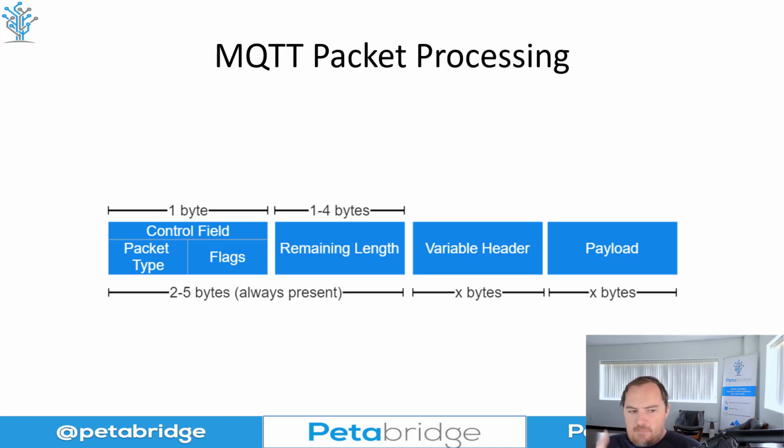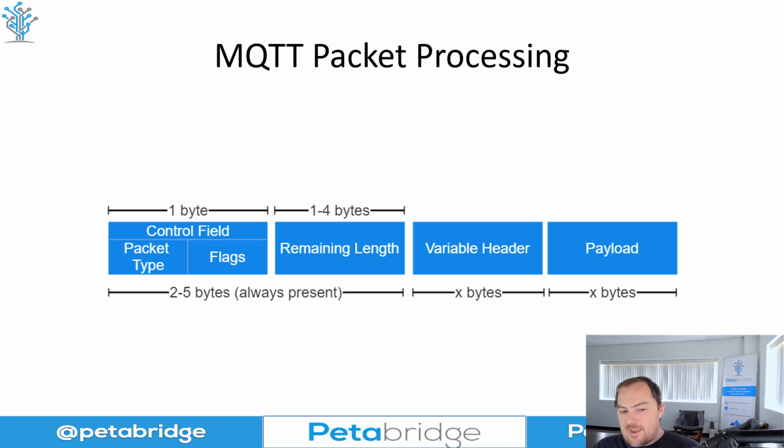One byte contains the packet's type in the control field and also some flags that are important to the control protocol for MQTT. So things like whether or not this message should be retained, whether or not this message is a duplicate, etc. And then the next mandatory byte has to be the remaining length, which describes how big the rest of this packet is.